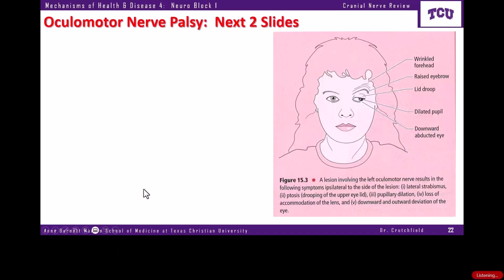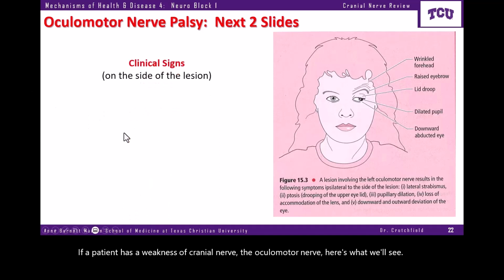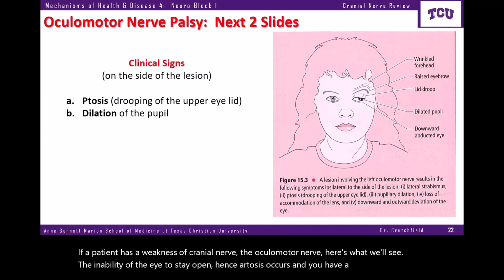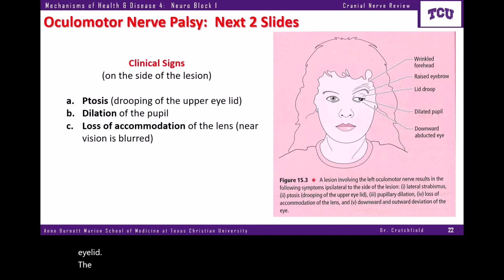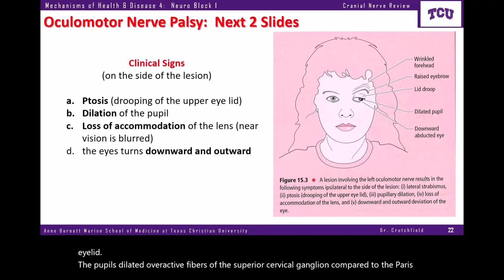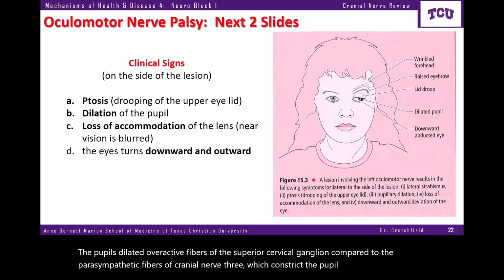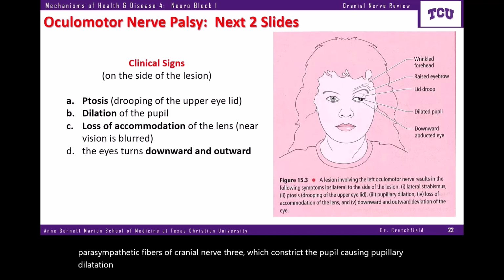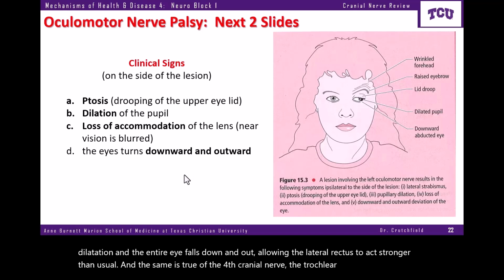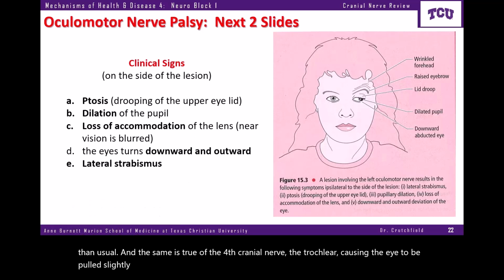If a patient has a weakness of cranial nerve 3, the oculomotor nerve, here's what we'll see. The inability of the eye to stay open, hence ptosis occurs, and you have a drooping of the eyelid. The pupils dilated, overactive fibers of the superior cervical ganglion compared to the parasympathetic fibers of cranial nerve 3, which constrict the pupil, causing pupillary dilatation. And the entire eye falls down and out, allowing the lateral rectus to act stronger than usual. And the same is true of the fourth cranial nerve, the trochlear, causing the eye to be pulled slightly down.